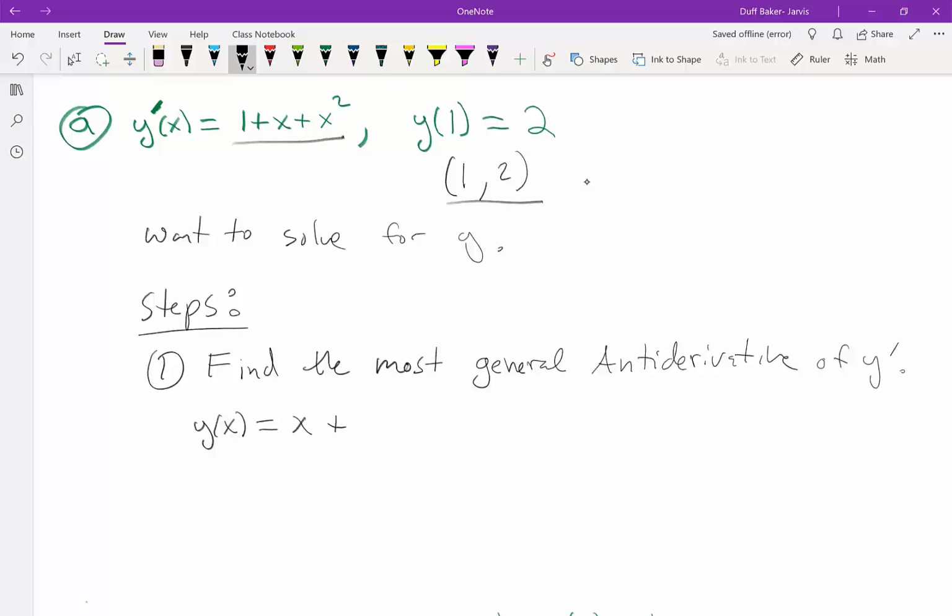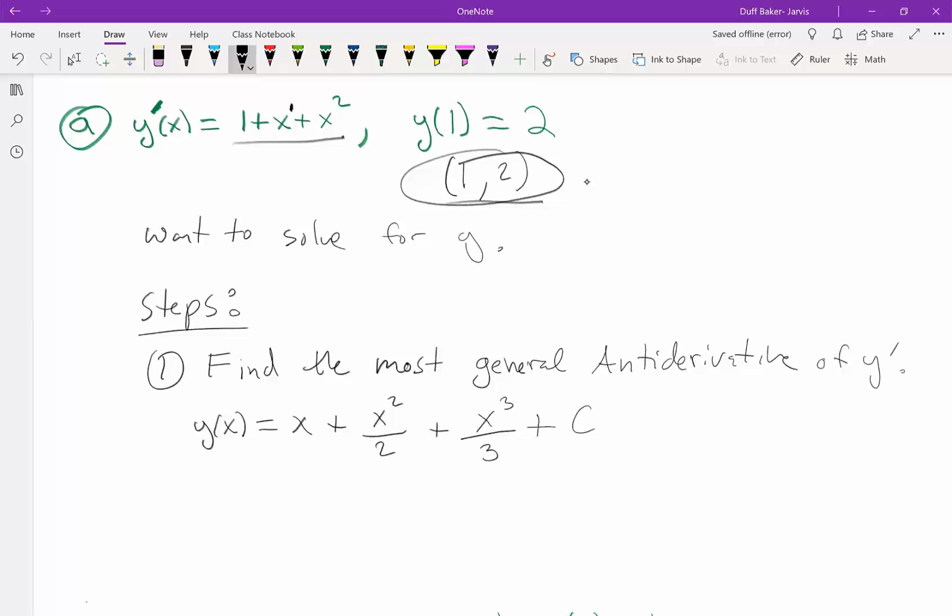The antiderivative of x, well, that's kind of like x to the first, right? And so we increase its power by 1 to x squared, and we divide by the new power. Then for x squared, we increase its power by 1, and then we divide by the new power. And then to make it the most general we have this plus c. So this is all possible antiderivatives. Our goal is to figure out which of these antiderivatives goes through this point, 1, 2.